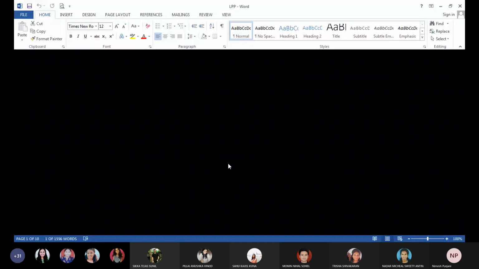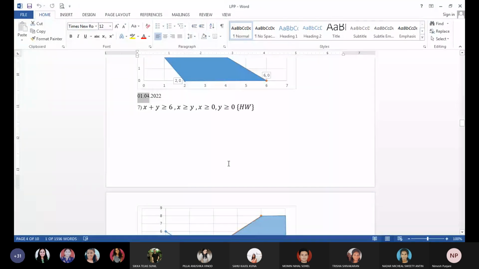So yesterday we were discussing the graphs and the feasible region. One sum I had given as your homework. Hope you have done that, the one which you are able to see on the screen now: x plus y greater than or equal to 6, x is greater than or equal to y, x and y both greater than or equal to 0. This was the sum given to you as homework. Have you done that?